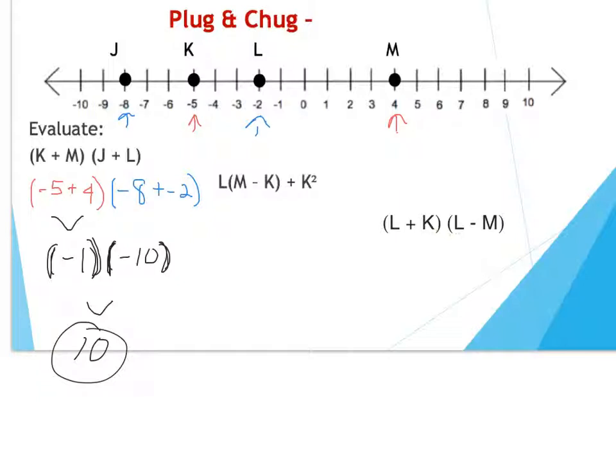Alright, so let's plug in and check this problem. So for L, I'm going to plug in -2. In my parentheses, I have m is 4. I'm going to subtract k, which is -5. And I'm going to square, I have -5 squared.